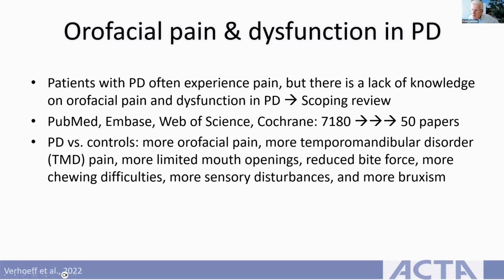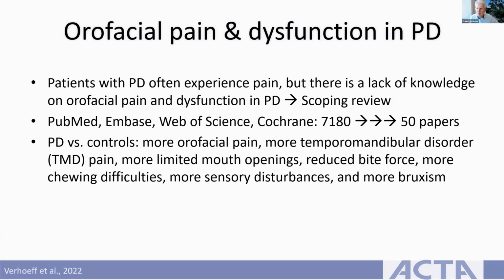And then we found quite a few things. So if you compare in these papers Parkinson's disease patients, so PD patients, with controls, we found in Parkinson's disease patients more orofacial pain, self-reported, more so-called temporomandibular disorder pain, which is pain from the muscles and the joints, the jaw muscles and the jaw joints. We found more limited mouth opening. People who have pain or dysfunction of the masticatory system, as we call it, they usually have difficulties opening the mouth wide, and this was more prevalent in PD than in controls.